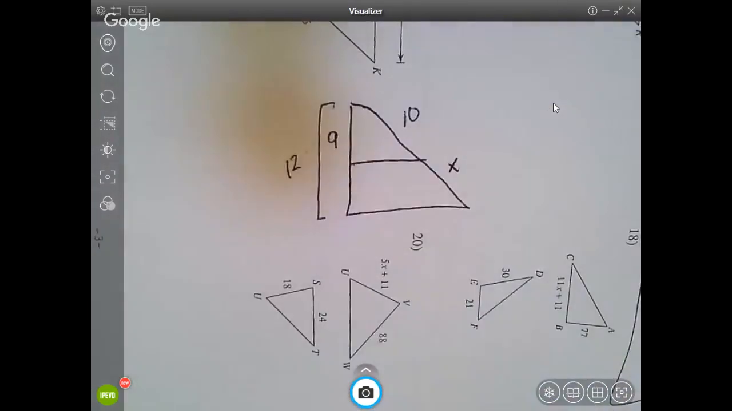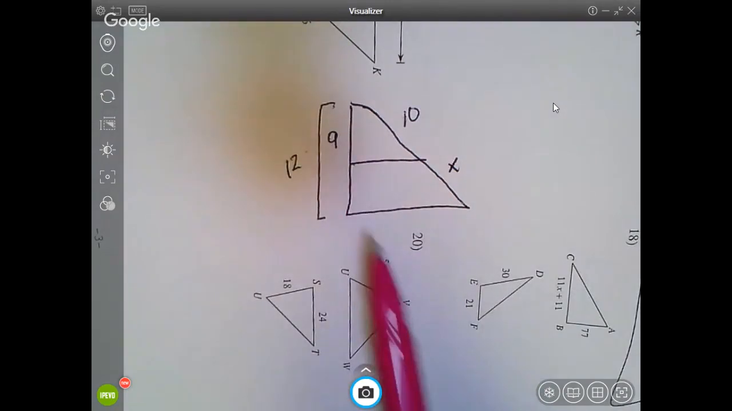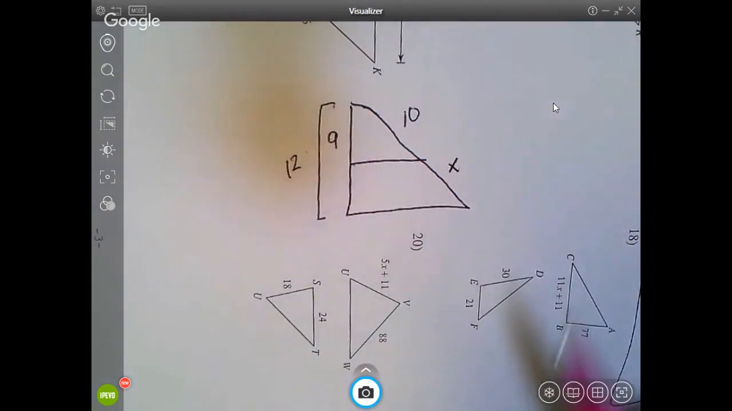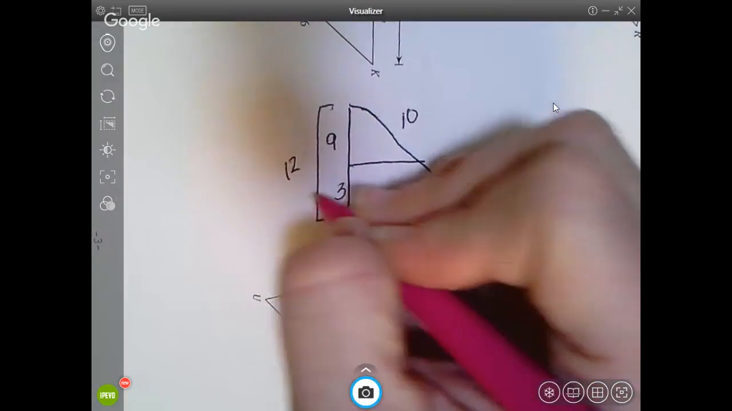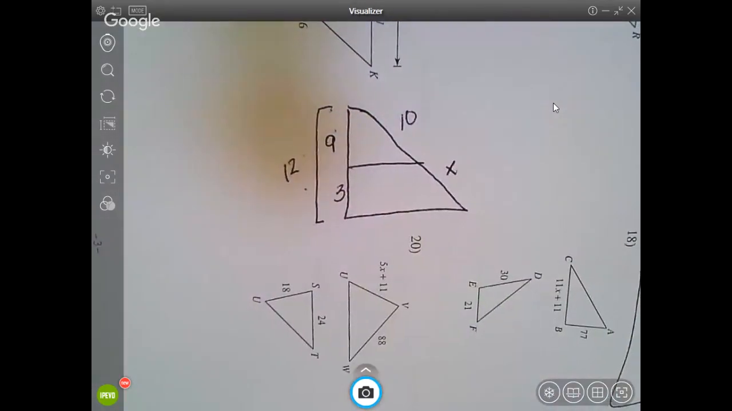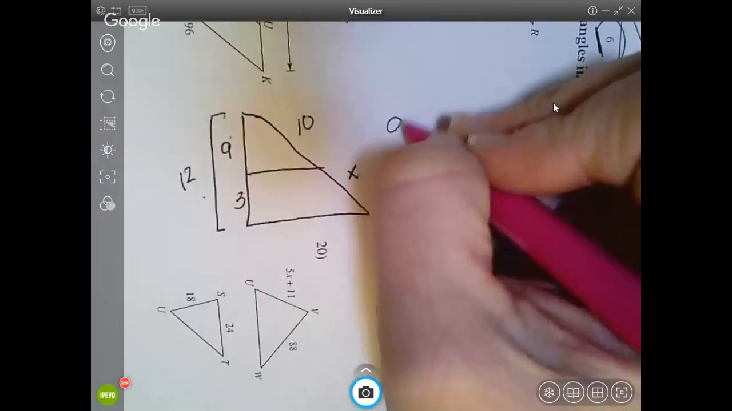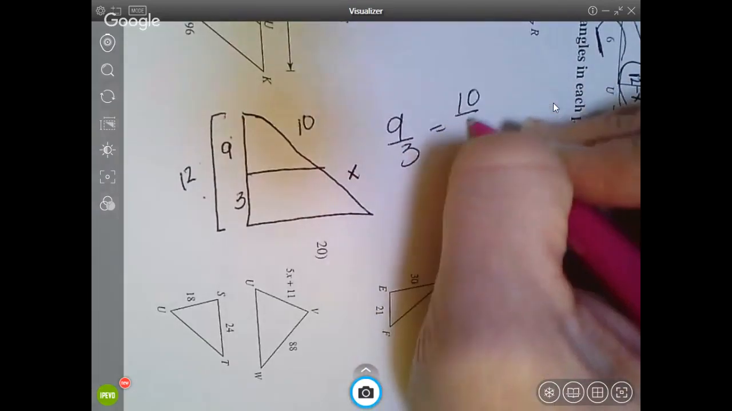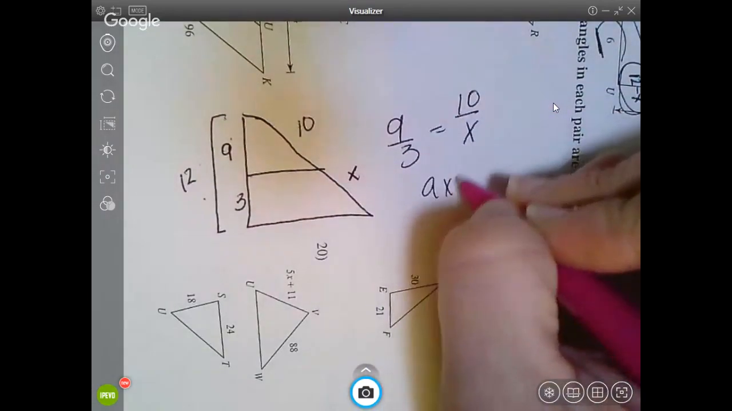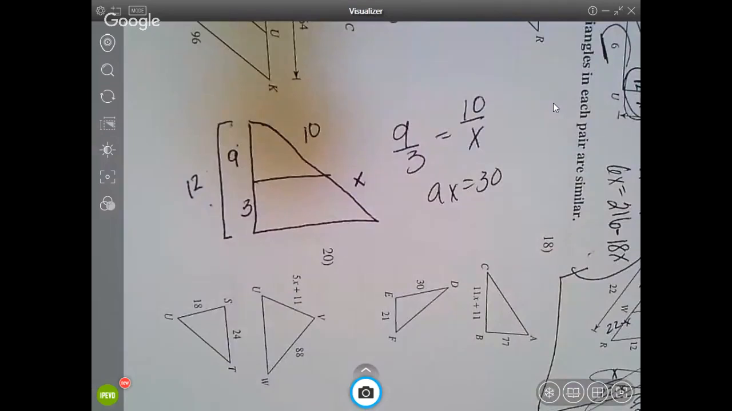Okay, so look here. One of these, they set it up like this, and you have to find the missing side. But the issue is that it looks like you're missing a number. So you just have to use your brain and be like, oh, it's 3, because 12 minus 9 is 3. Then you can set up the proportion 9 over 3 equals 10 over x and cross multiply. Okay. Next, we got to keep going.